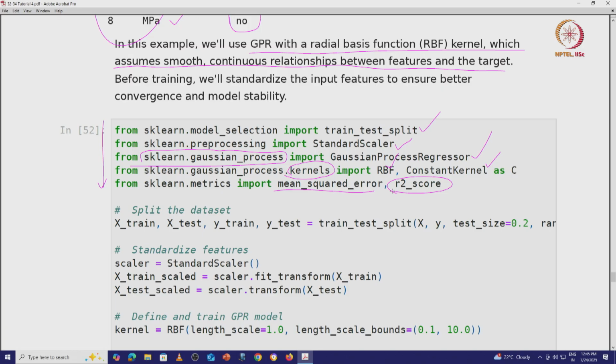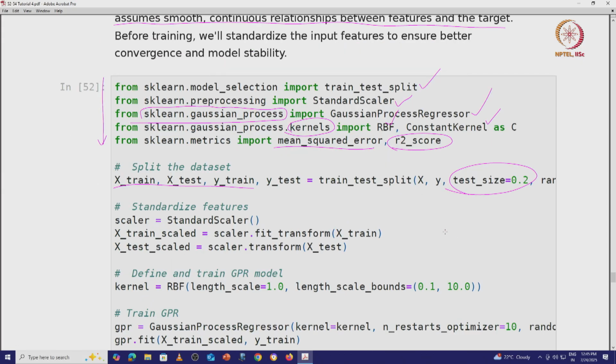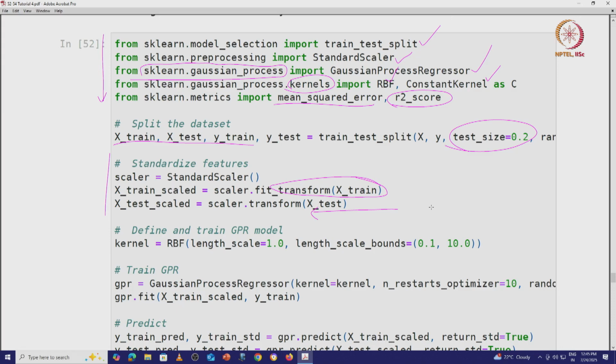Now here we are splitting the data set into train and test values, and here we are using a test size of 20%, and 80% of the data will go into the train set. Then we are using the standard scaler to scale the features. Like I said, you train the scaler on the training data and then apply it to the testing data through the transform function.